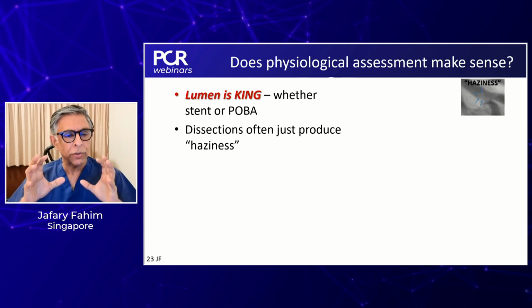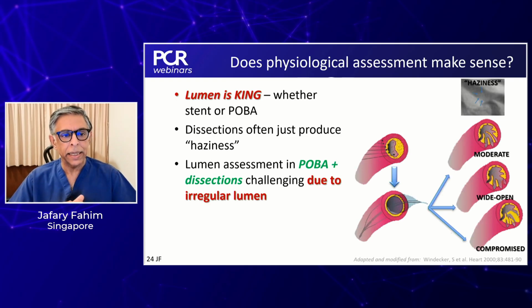And if you think about it, it actually does, because when you narrow everything down to the fundamental principles, lumen is king. Whether it's a stent or a balloon angioplasty, the lumen you get is king. The problem is that dissections often produce haziness on the angiogram, and assessing that haziness is very difficult when you have balloon angioplasty-induced dissections, because as you can see on the right side, whenever you have balloon angioplasty and you have dissections, the lumen is irregular, and so it is very hard to assess that lumen either on the angiogram and even more so on intracoronary imaging, as Yoshi pointed out, using OCT or IVUS.